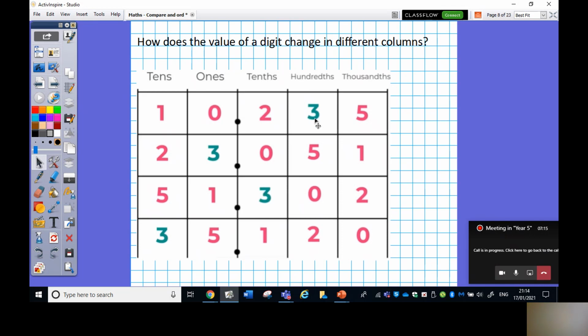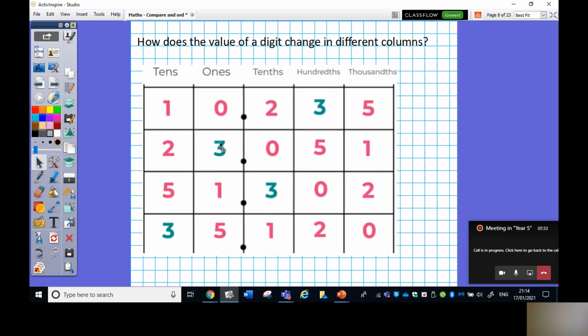What about if the 3 is 2 columns away, if it's 2 place values away? What's the relationship then? Well done, yes. So the 3 in the hundredths is 100 times smaller than the 3 in the ones. Or we can say that the 3 in the ones is 100 times larger than the 3 in the hundredths. Good job, great.